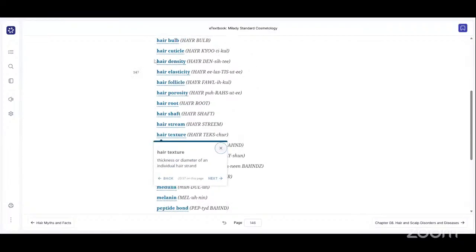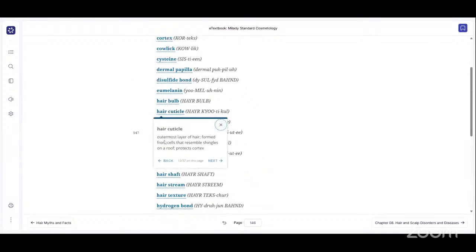Let's talk these terms here, and you're always going to see them. Hair cuticle: the outermost layer of hair, formed from cells that resemble shingles on a roof. The cuticle protects the cortex. You've got 9 to 12 layers of cuticle. If you're going to do a relaxer, you would need to break down the cuticle in order to change the bond that makes the hair straight. Some relaxers are time release, which means after a certain time of being applied, it will release and start moving about, working where you want it to work.